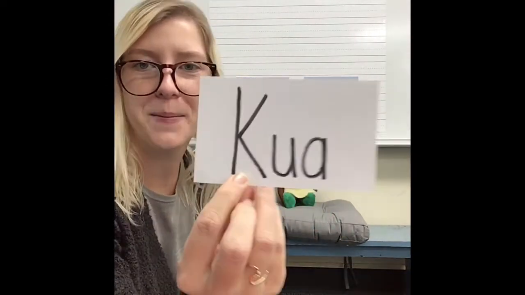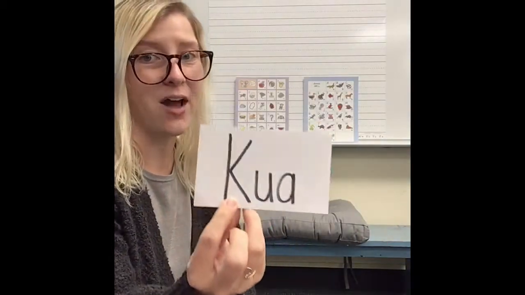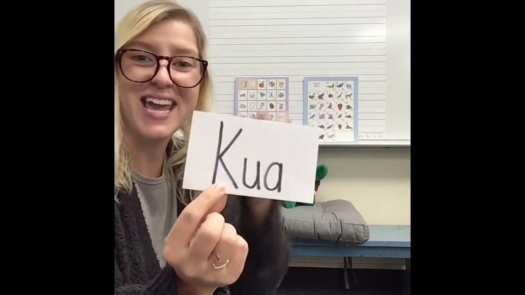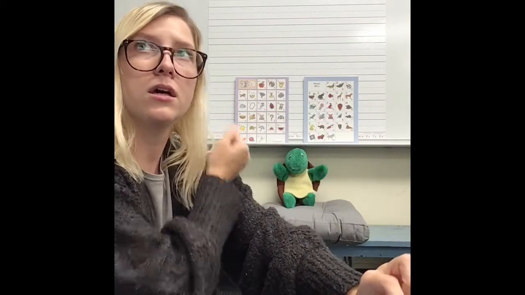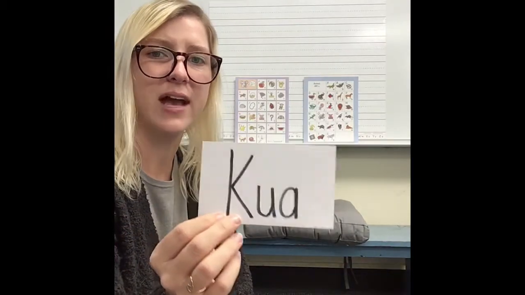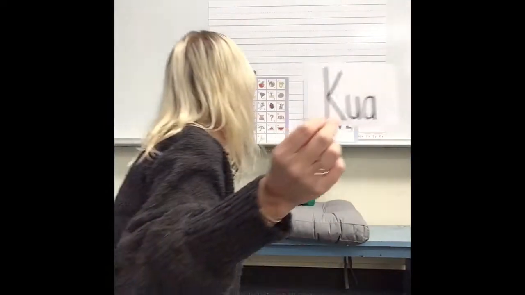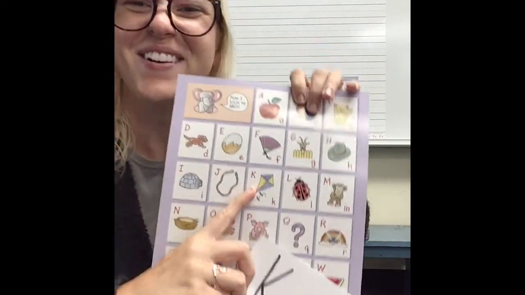Let's look at the first letter. Do you know the name of that letter? We know the sound is K because his name is Kua. That means the first sound we hear is K, K, K, Kua. The letter says K. What's the name of that letter? If you're not sure, let's look at one of our alphabet charts. Let's find the letter that looks like this letter. There it is. We found it so fast.